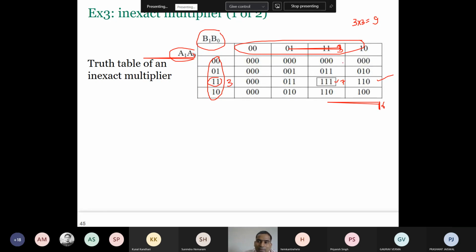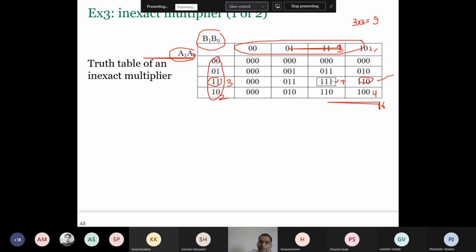All other multiplications are fully correct. For example, this is 3, this is 2. So 3 into 2 is 6. So this is correct. This is 2, and this is 2. So 2 into 2 is 4. This is also correct. Just this number is wrong. Instead of 9, I have made it 7. And that is also not a very large error. Changing 9 to 7 is not a very large error.